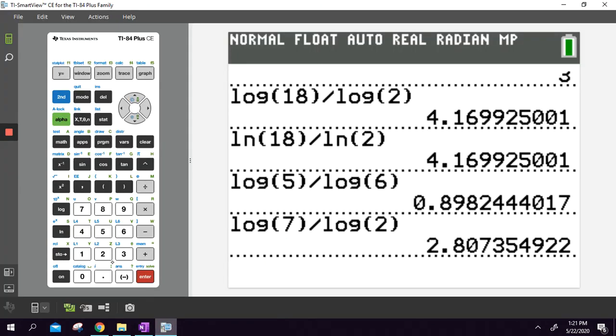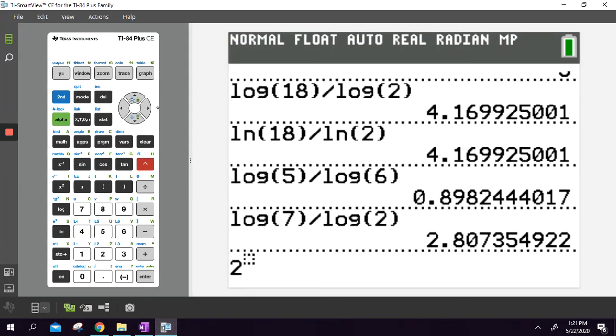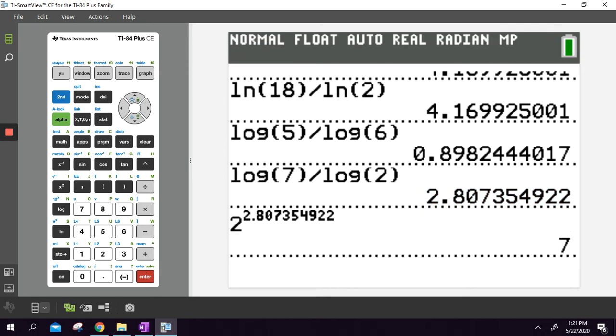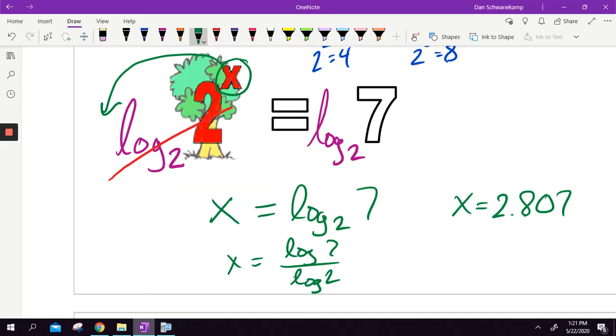If you don't believe me, let's try it. 2 to that power. I'm going to go up there and steal that answer. 2 to that power should get me 7. Boom. We answered that question that's been stuck on our minds for several days now. That got us the answer we're looking for.